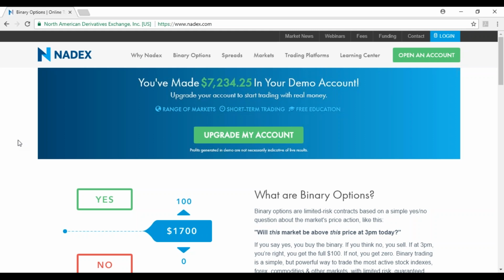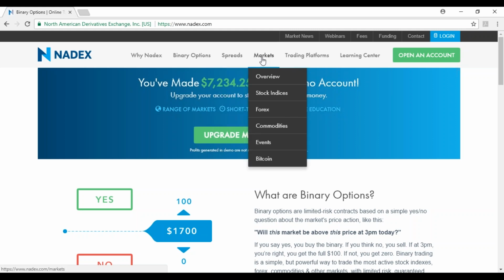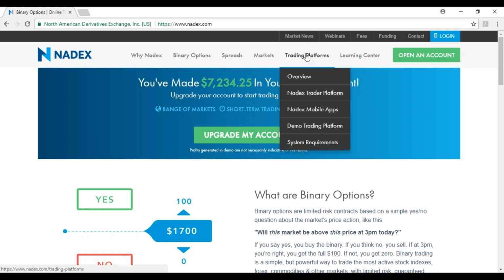Basically, Nadex offers two different products: binary options and spread options. You can go right here to these two different tabs and get some great information on that. Right here, you can check out the different markets and the contract specs. Up here is market news, a great place to get some ideas of what's going on with the market and maybe help you formulate some trading ideas. Right here under trading platforms, you can go to the online Nadex trading platform, or they have a great mobile app for your Android smartphone.